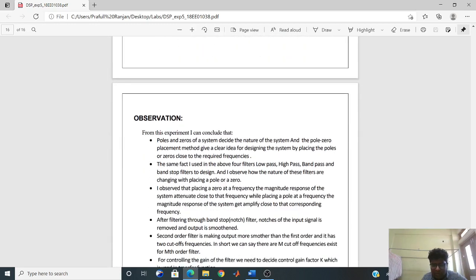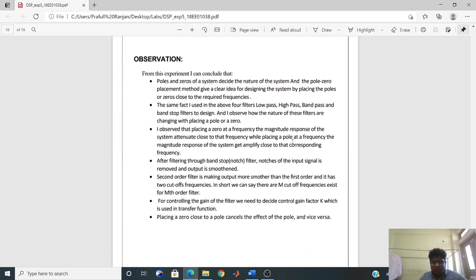Now let's move to the observations. What we have observed: poles and zeros of the system decide the nature of the system, and the pole zero placement method gives a clear idea for designing the system by placing the poles or zeros closer to the required frequencies, which we have already seen. Next, the same fact which I have discussed above is used in the above four filters, like we have designed low pass filter, high pass filter, band pass filter, and band stop filter.